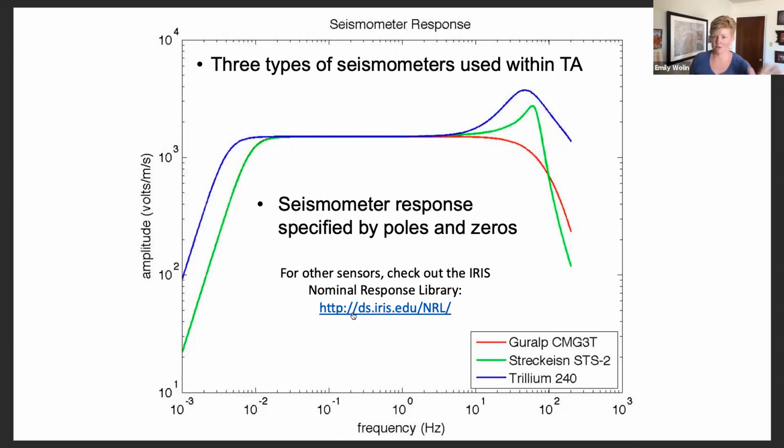IRIS has a beautiful, huge nominal response library. These are responses provided by the instrument manufacturers that you can look at if you need to make metadata for a station or an instrument that you don't have a response for. I strongly encourage you to check it out. There are hundreds of sensors and hundreds of digitizers in that library.